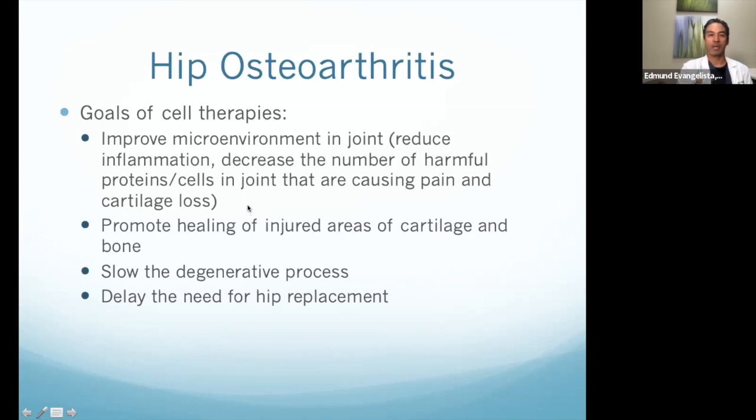But we're really trying to improve that toxic environment in the joint. So in an arthritic joint, you have cells and mediators that are causing pain and inflammation and eating up that joint cartilage. So by injecting these cell therapies, we're trying to improve that microenvironment by reducing inflammation, decreasing the number of harmful cells and proteins that are causing pain and eating up that joint cartilage. We're trying to promote healing of injured areas of the cartilage and bone. We're trying to slow that degenerative process and basically delay the need for a hip replacement.